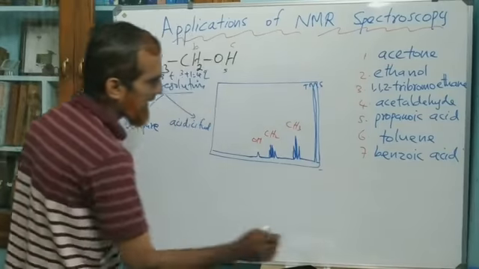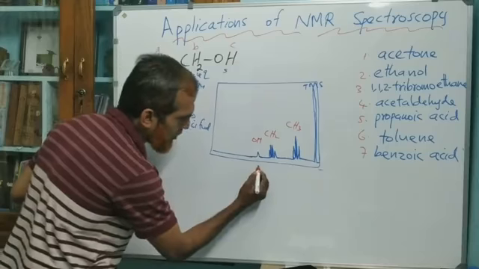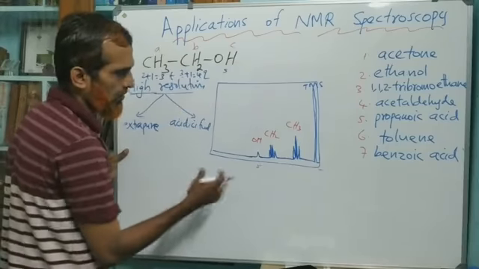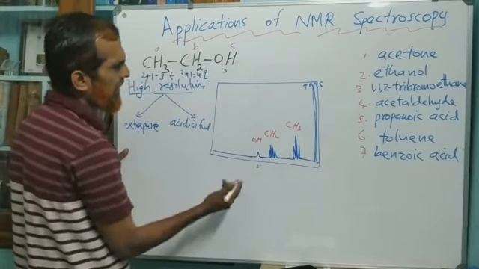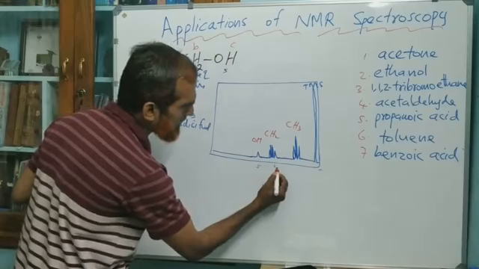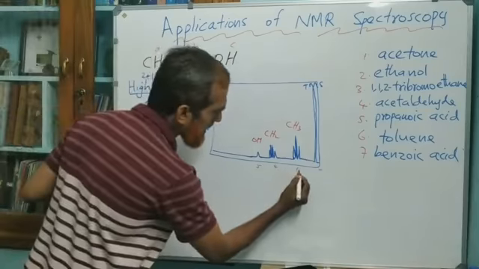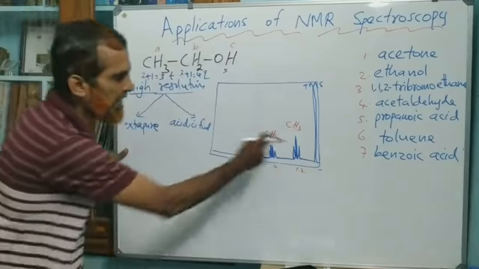Now regarding the chemical shift value, OH will be somewhere around 4 to 5, nearly 5. CH2 connected to oxygen will be somewhere around 3.5 to 4, and CH3 will be somewhere around 1.2. This is the chemical shift value.